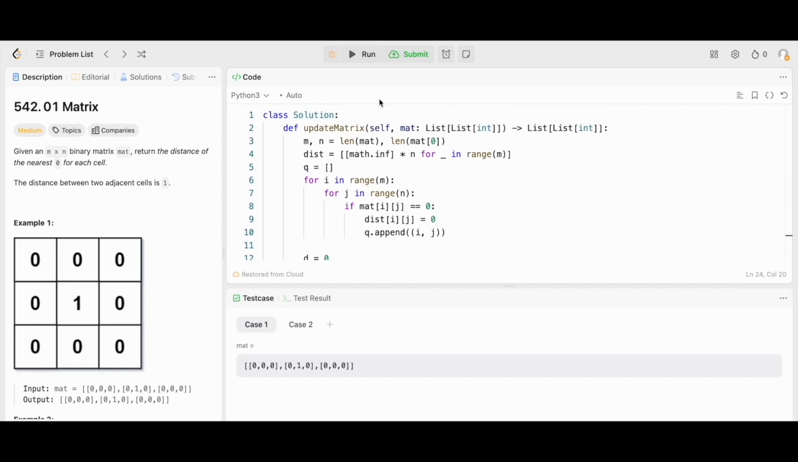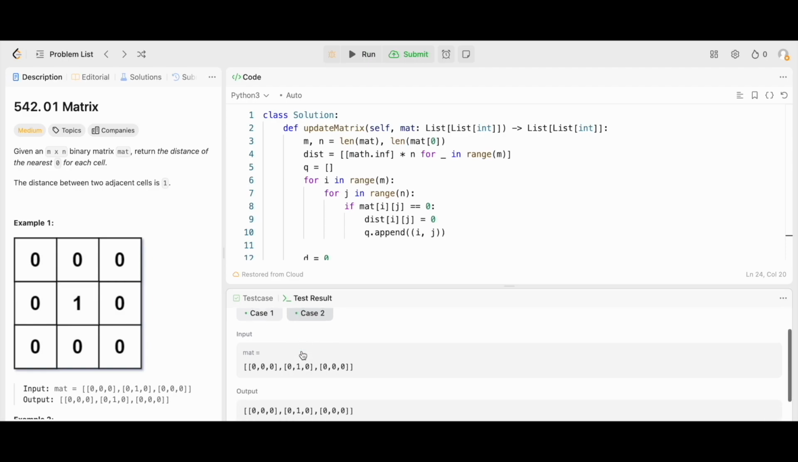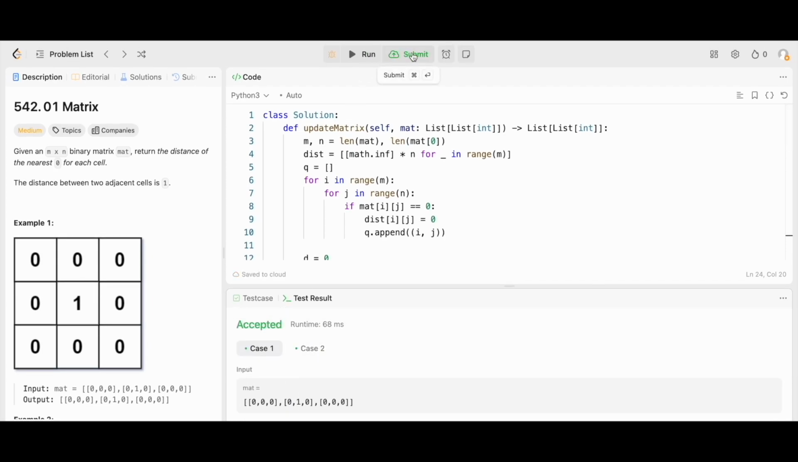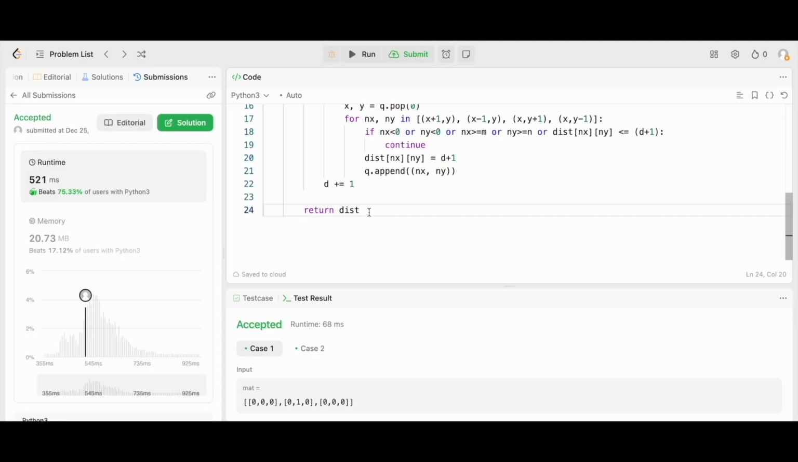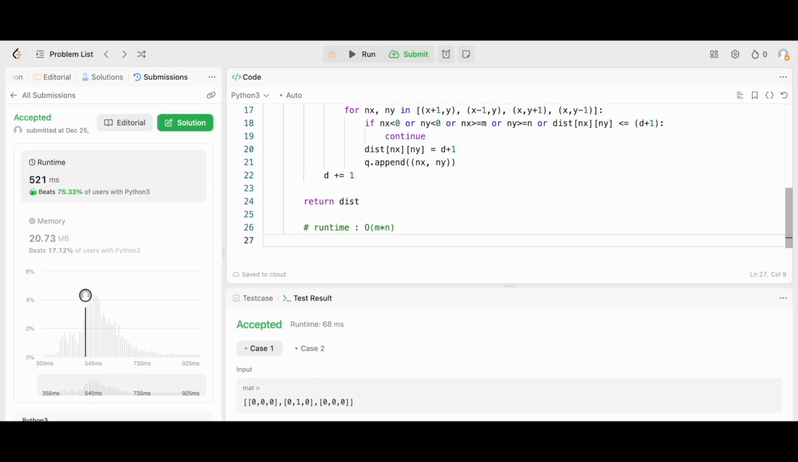So that's our code. Let's try to run this. So it passes all the test cases and submit. So the runtime for this algorithm is big O of m times n, because we are exploring each and every cell. That will be every cell in the matrix. That's the runtime, and the space complexity is again big O of m cross n, because we have this distance array which is of same dimension as the given input.